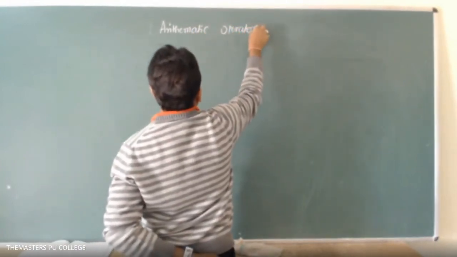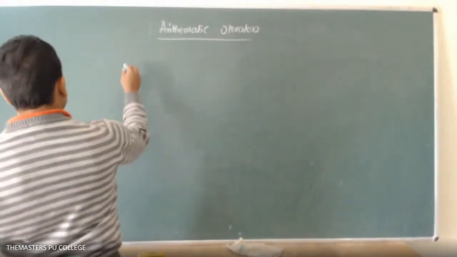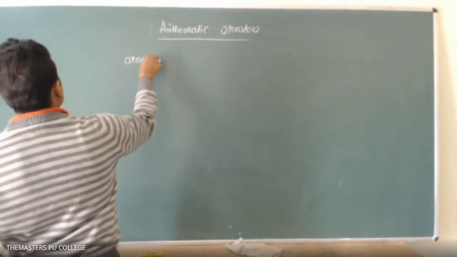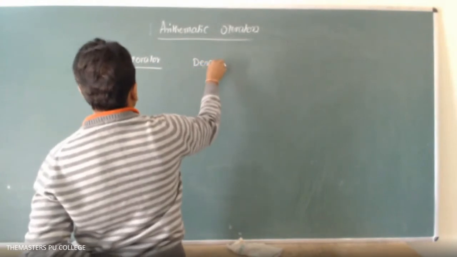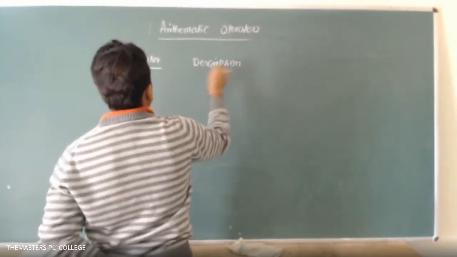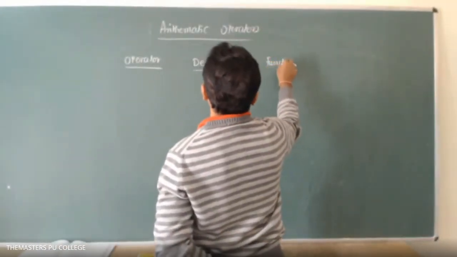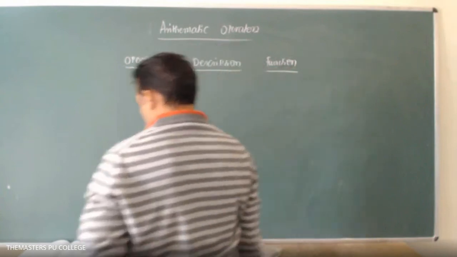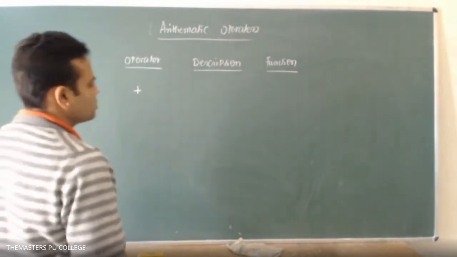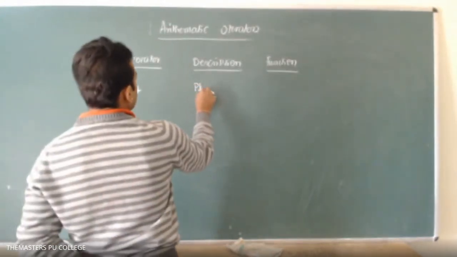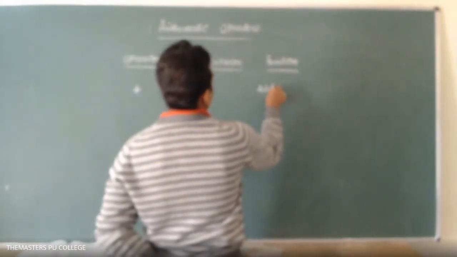These are the basic operators, right? Operator, description, function. Okay, plus. What does this indicate? Plus, what is the function? Adding of values. Addition.